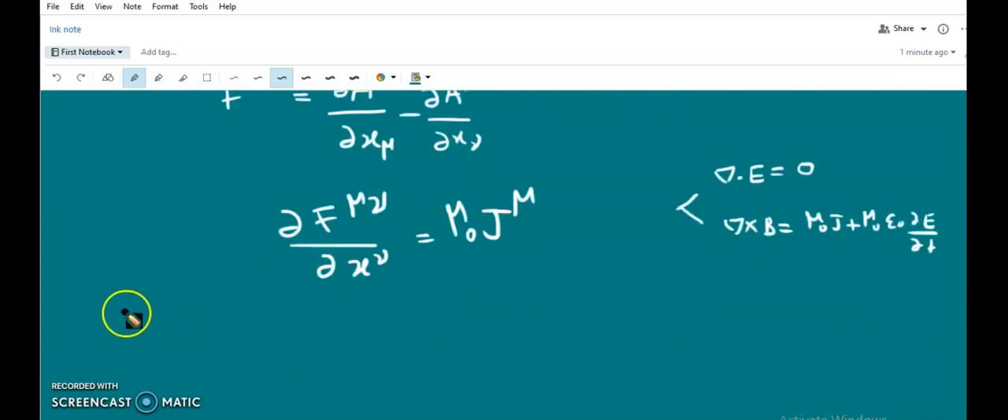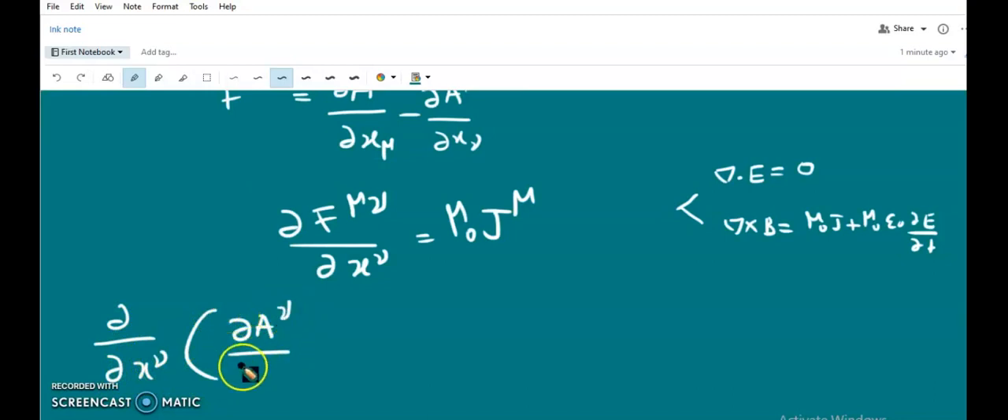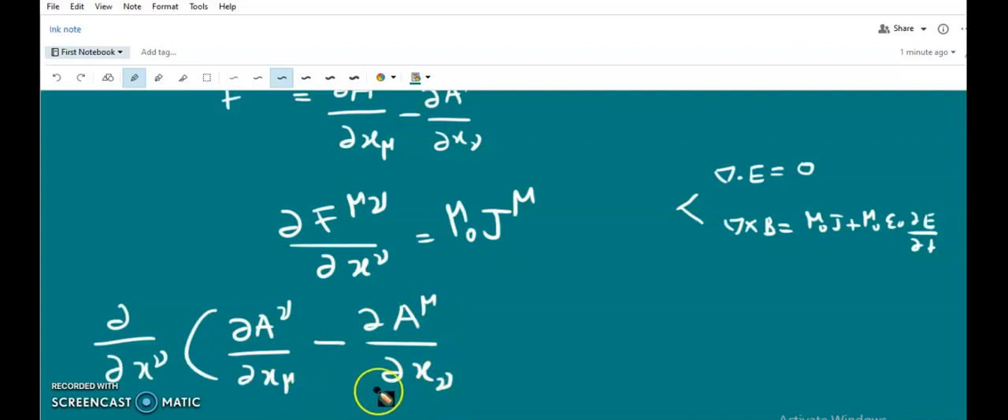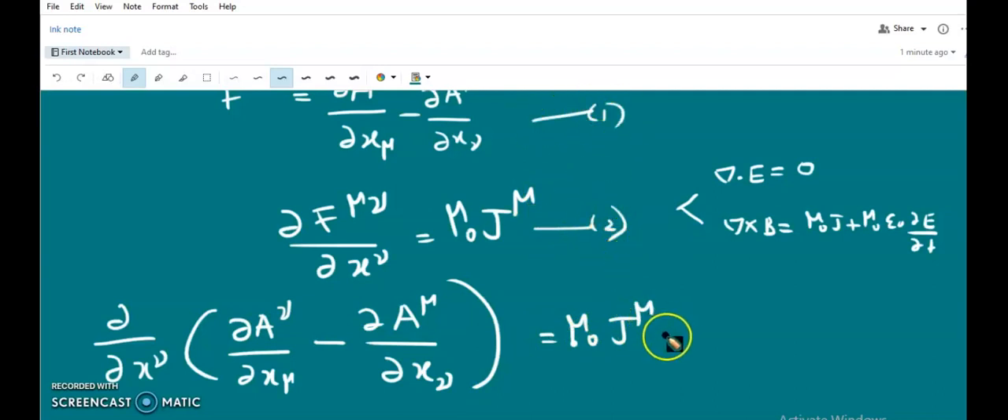So we get ∂/∂x_μ of, in place of F^{μν}, ∂A^ν/∂x_μ minus ∂A^μ/∂x_ν. And remember that the differentiation is with respect to the covariant variables, and the numerators are contravariant. So this is equal to μ0 J^ν. So we have substituted equation number 1 in equation number 2 to get equation number 3.